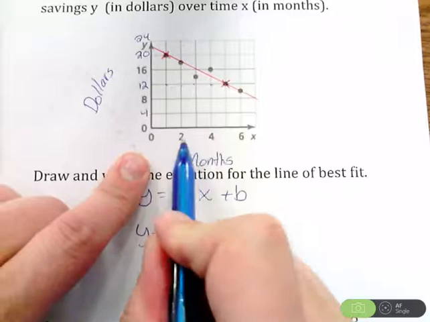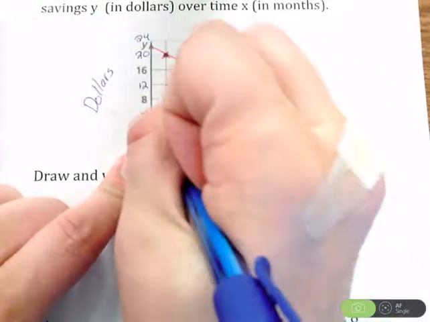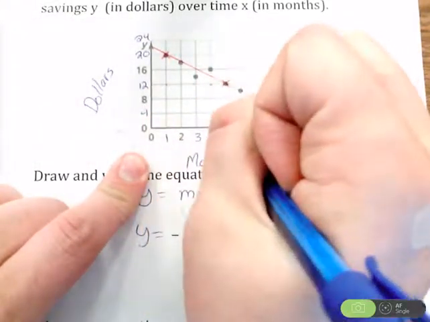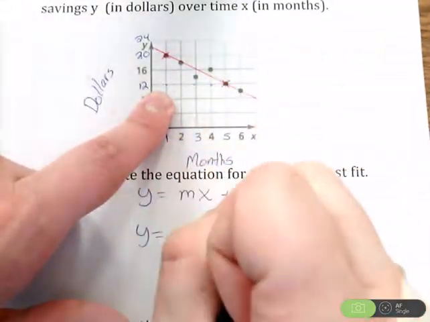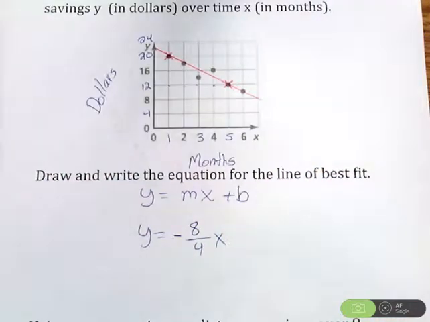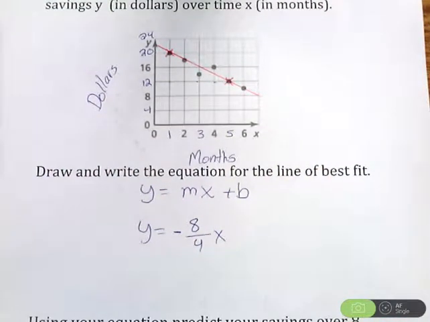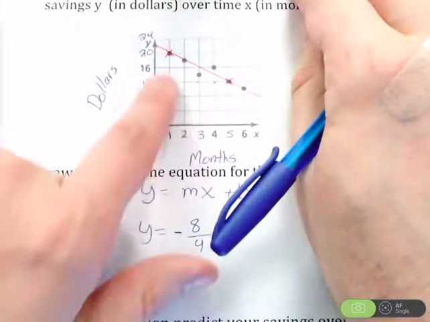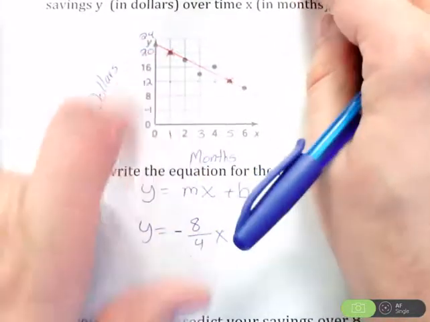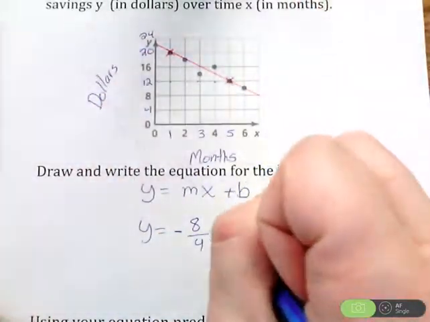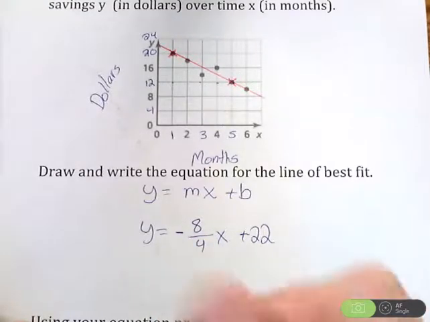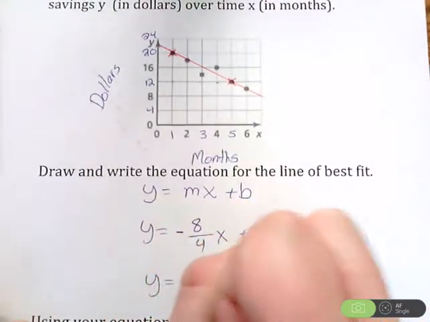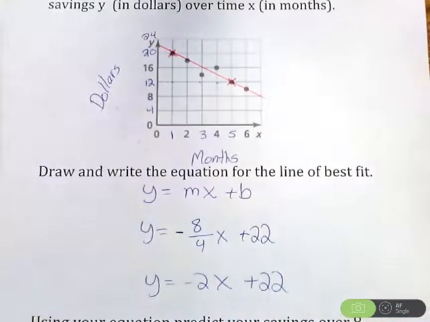And then when we're running, I see 0, 2, 4, 6. So this is 1, 3, 5. So I go over 1, 2, 3, 4. So negative 8 over 4x. Just have to find a y-intercept, which is between 20 and 24. To me, that looks like about positive 22. As always, try and simplify this fraction if you can. Negative 8 divided by 4 is going to be negative 2x plus 22.